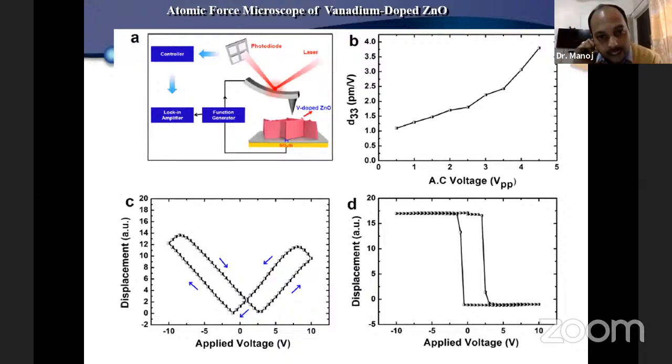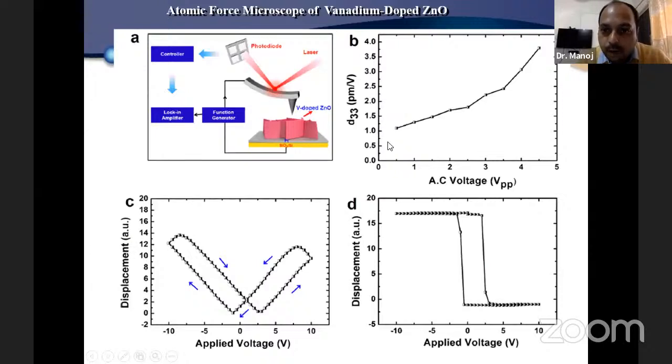Now, as I said, our motto was to increase the piezoelectric charge coefficient. So what we did, we measured the piezoelectric charge coefficient through piezoresponse force microscopy of a single nanosheet. It is actually a very challenging task. So we grew the same nanowire on the platinum substrate, and then we took the PFM.